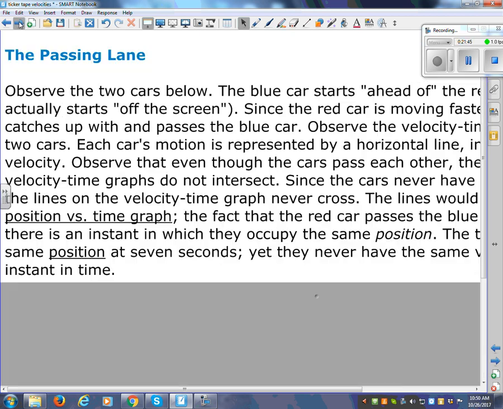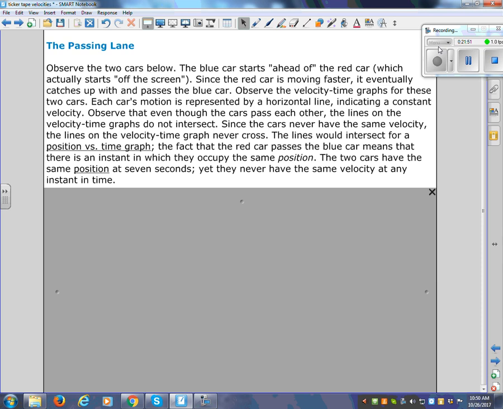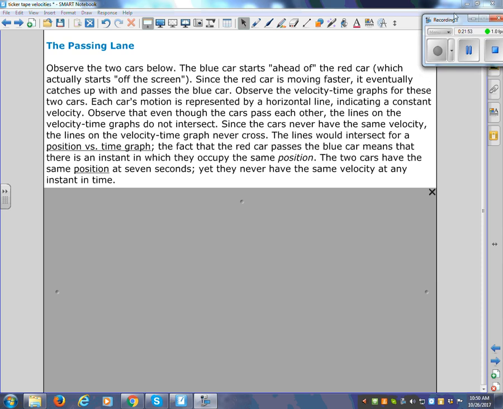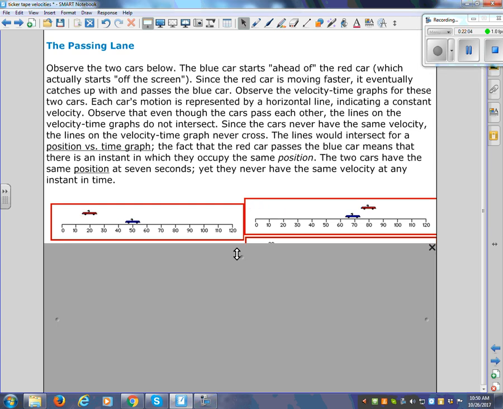Okay, the last one says the passing lane. This one's a little bit different, but it gives me an opportunity to talk about a couple things. Okay, I'm almost done. Hang with me here, you guys. It says observe the two cars below. You guys don't have the picture, obviously. The blue car starts ahead of the red car. So picture on the left, picture on the right.